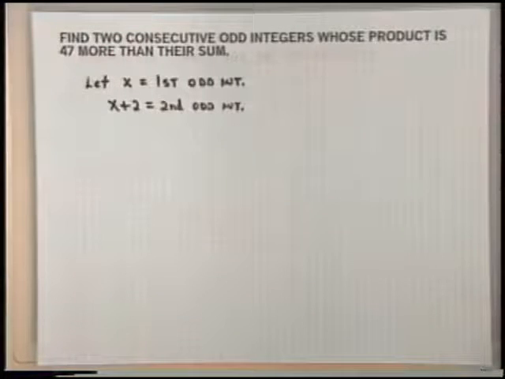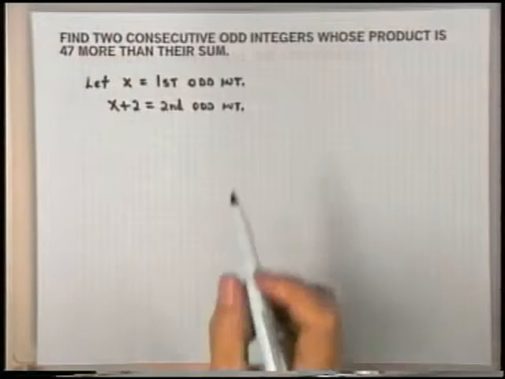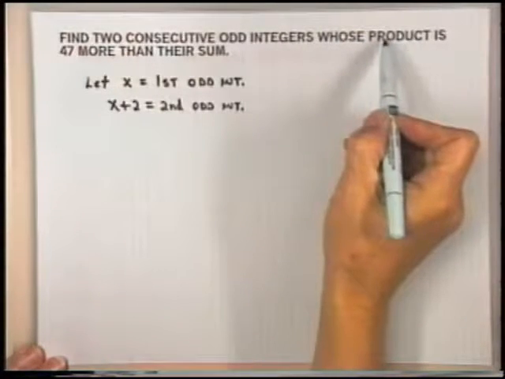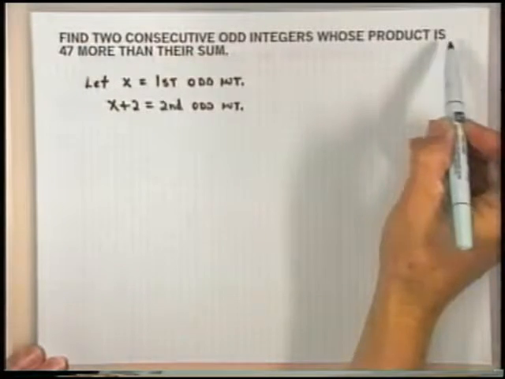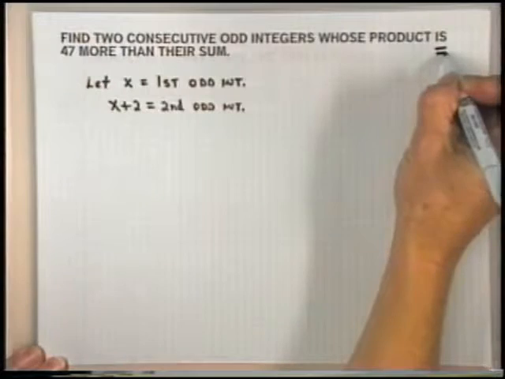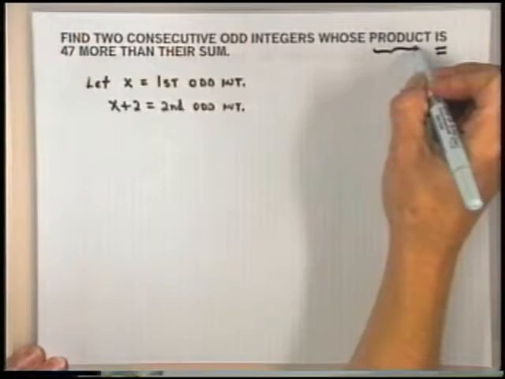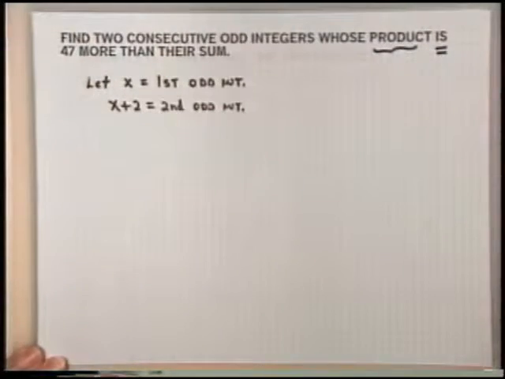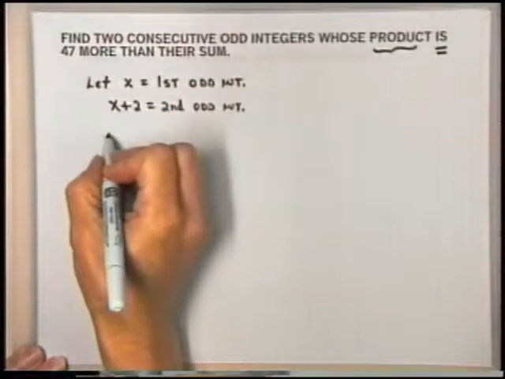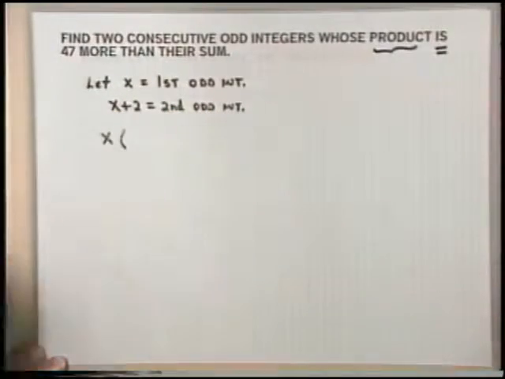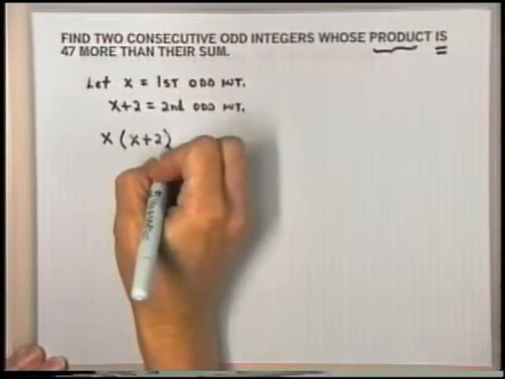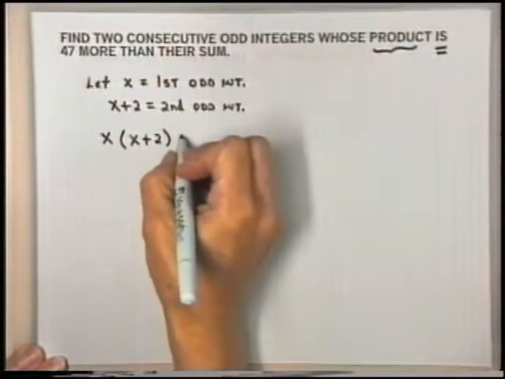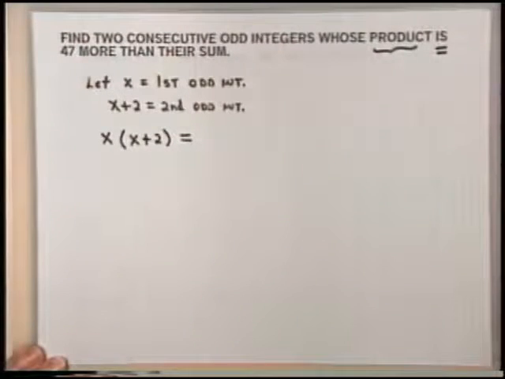Let's see what we know about these odd integers. Notice we are told their product, and then there's that word is that I'm always looking for in these word problems. Is, remember, is translated equals. So I have the product here equal to something. The product means to multiply. So I will multiply the first odd integer, x, times the second odd integer, x plus 2. That product is equal to something.